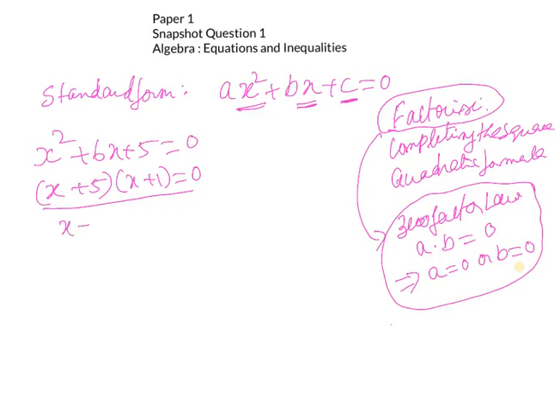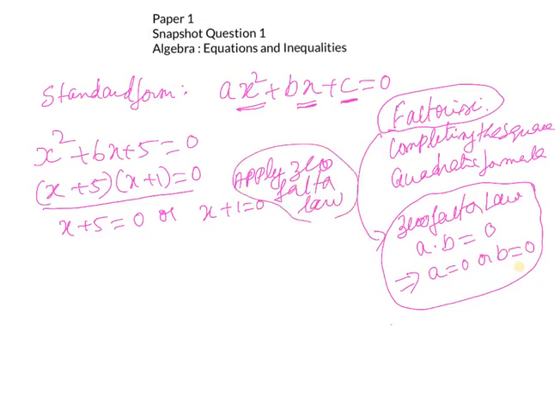So here I have x plus 5 is equal to 0, I apply the zero factor law here, and I get x is equal to -5 or x is equal to -1.